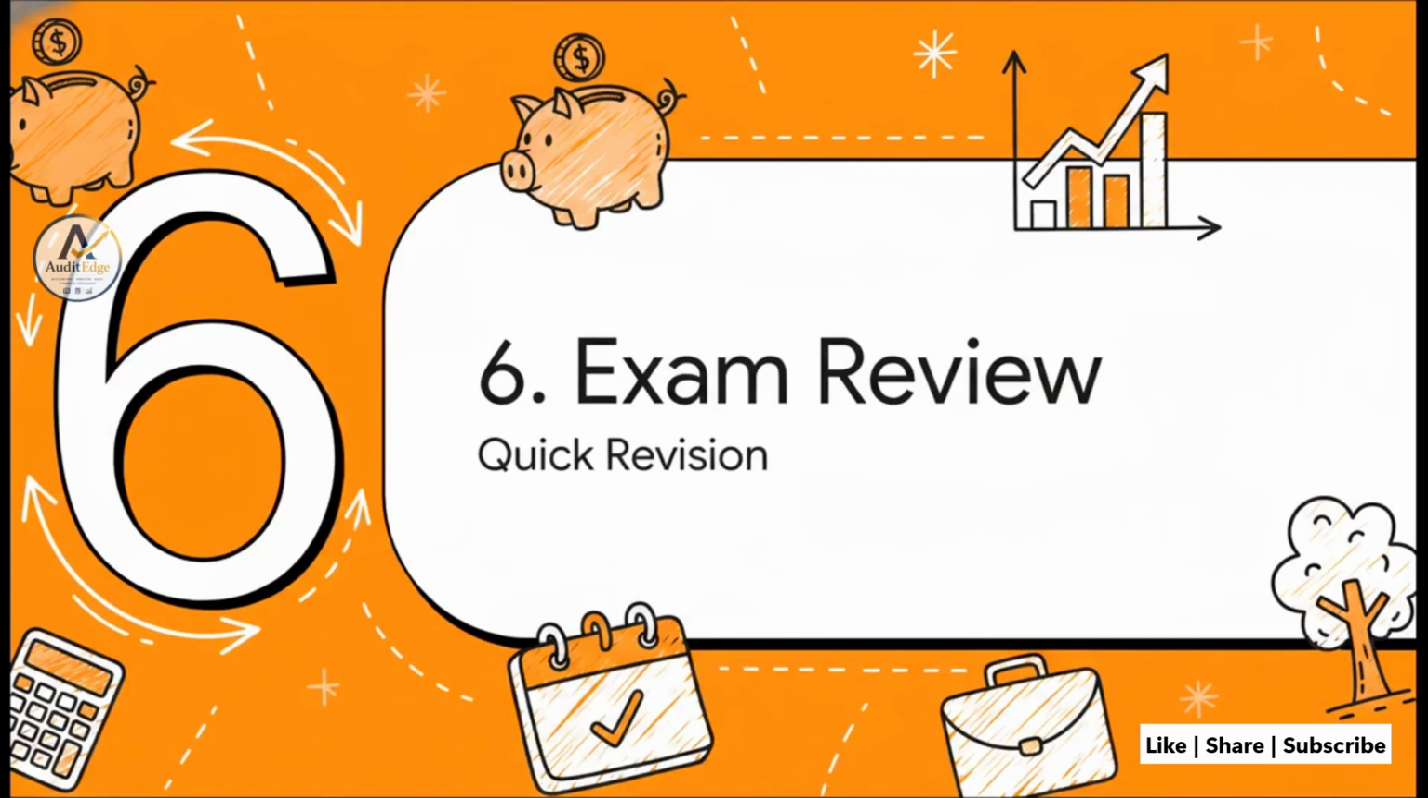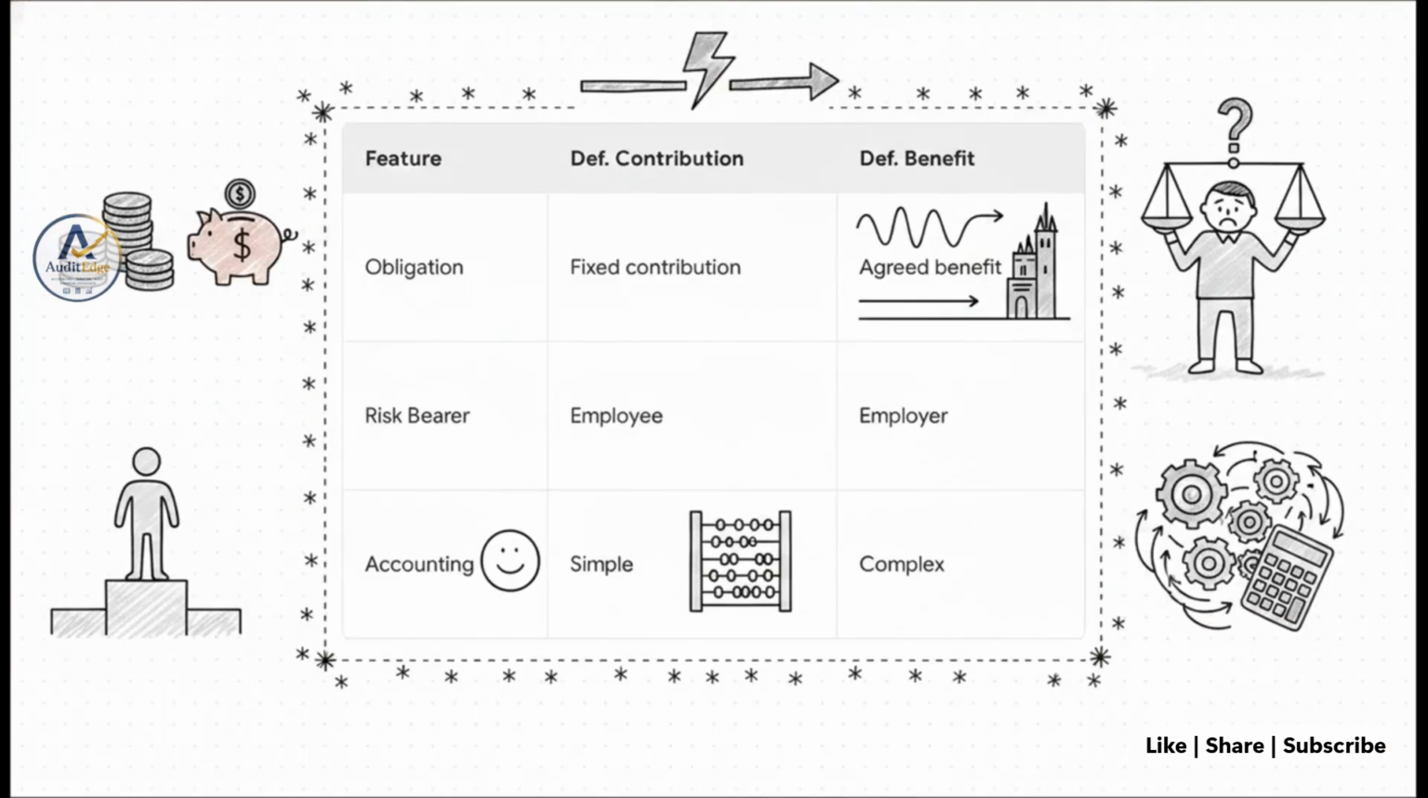And finally, Section 6, our final exam review. Let's lock in the most heavily weighted difference you'll see on the paper. In defined contribution, the obligation is fixed, the employee bears the risk, and the accounting is delightfully simple. But in defined benefit, the obligation is an agreed future payout, the employer takes on the risk, and the accounting requires some pretty complex actuarial math.